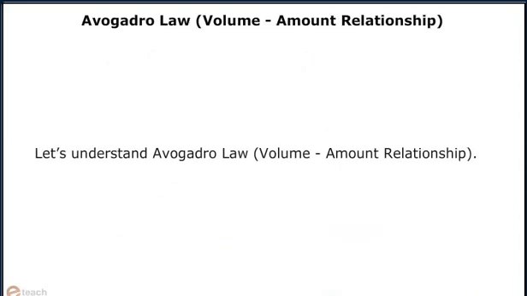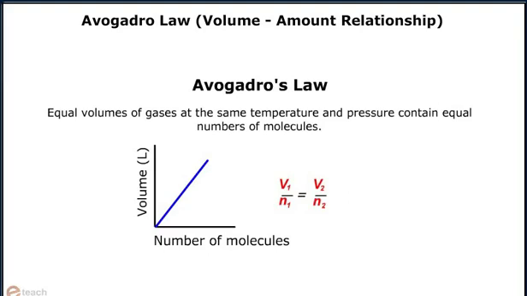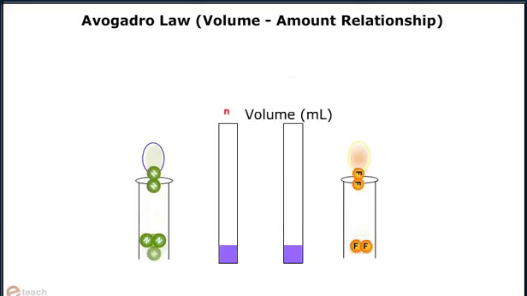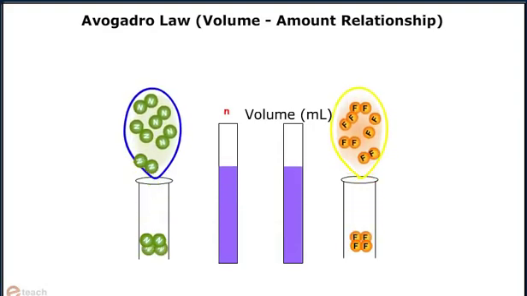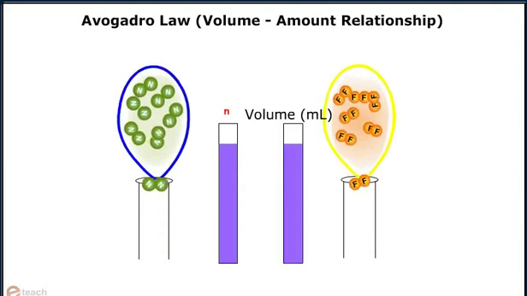Let us understand Avogadro's law, which gives us the volume and amount relationship. Avogadro's law states that equal volumes of gases at the same temperature and pressure contain equal number of molecules. So, V1 by N1 equals V2 by N2, and the volume versus number of moles or number of molecules curve is a straight line. In this animation, you can see as the volume is increased, the number of moles is also increased.